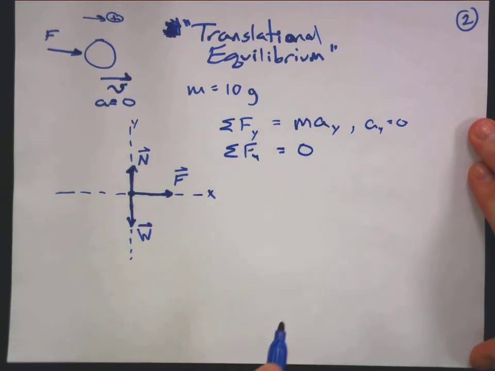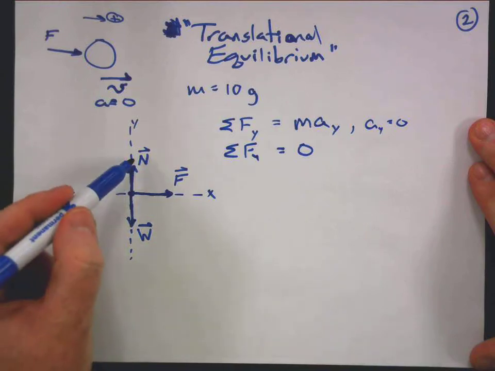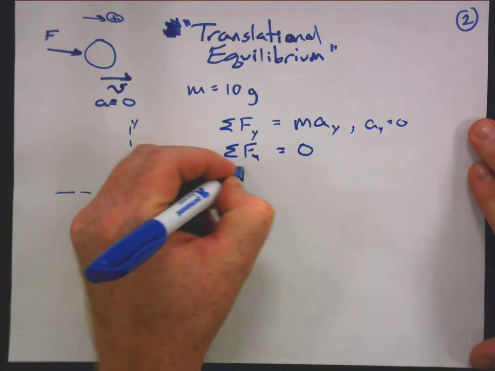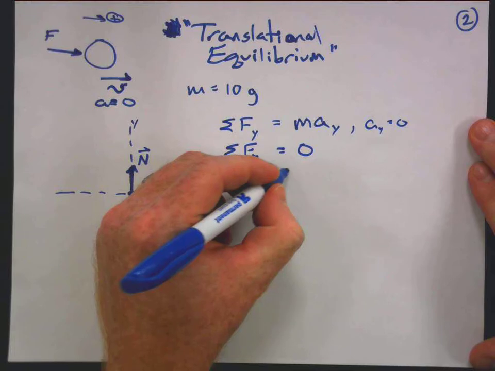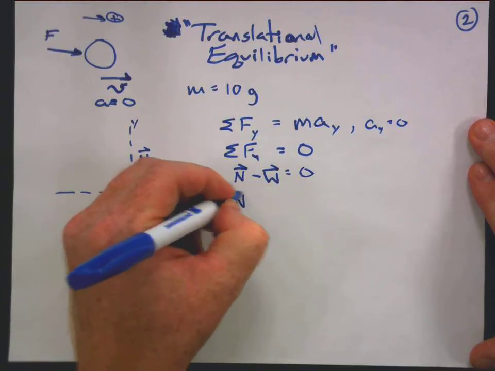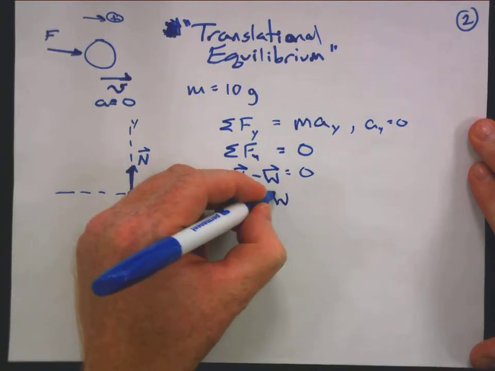But what are those forces? Well, those forces are normal force up, weight down, equals 0, and therefore normal force equals weight. Okay.